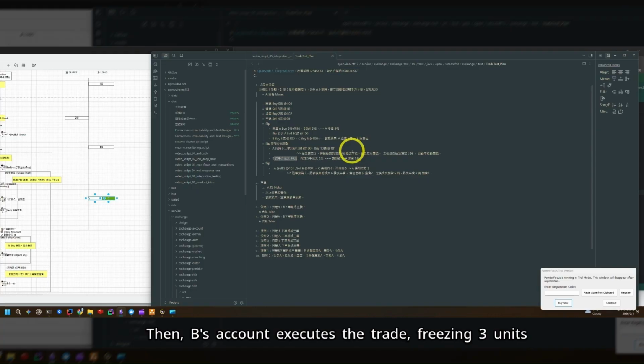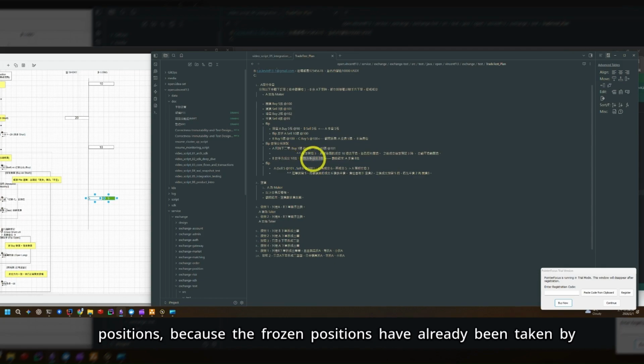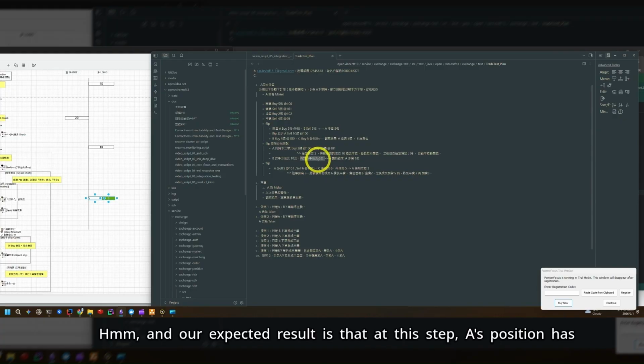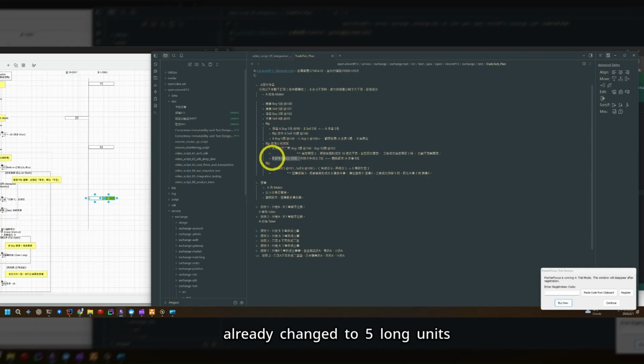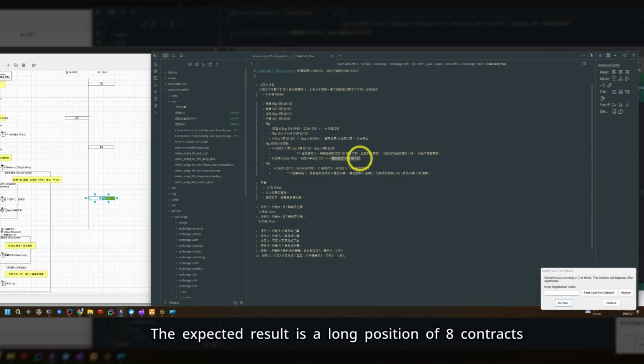Then, B's account executes the trade, freezing 3 units. These 3 contracts are expected to convert from closing to opening positions because the frozen positions have already been taken by others. They need to convert from closing positions to opening positions. And our expected result is that at this step, A's position has already changed to 5 long units. Plus these 3 units converted from closed to open positions, the expected result is a long position of 8 contracts.